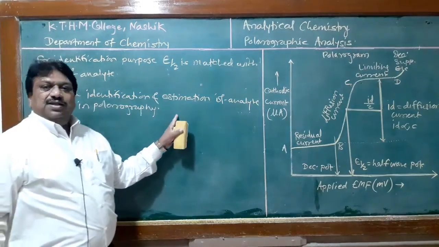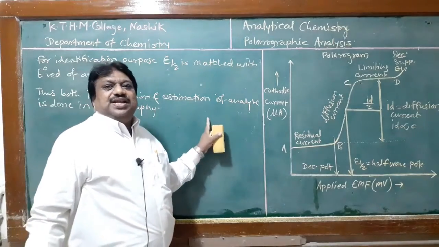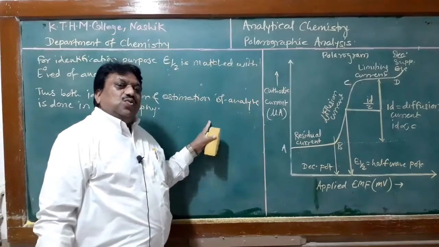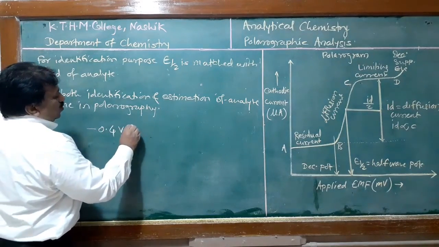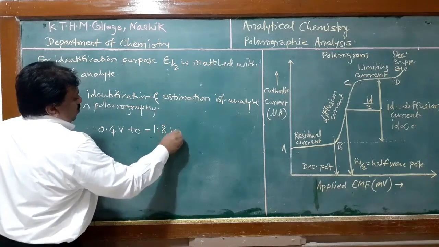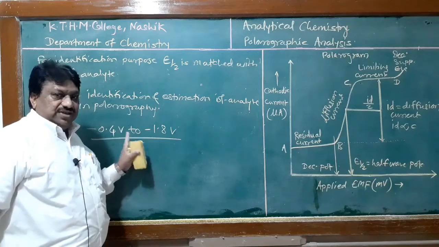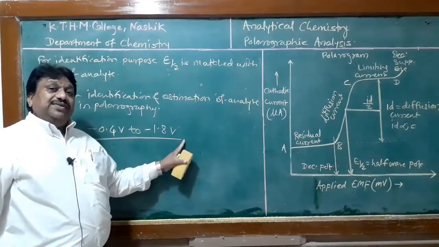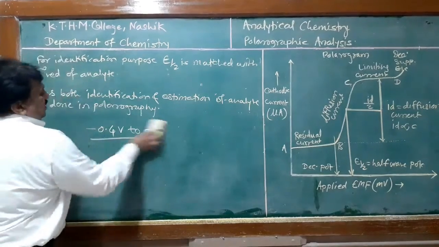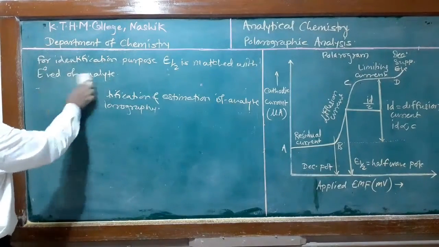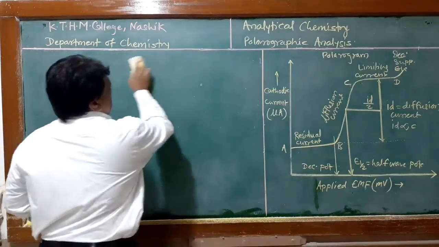In this way, polarography can be used as an analytical tool for identification and estimation of those analytes which undergo reduction within minus 0.4 volt to minus 1.8 volt. All the substances that undergo reduction in this potential region are identified and estimated by the technique of polarography. Student, we know that in polarography, a dropping mercury electrode is used as a working electrode.